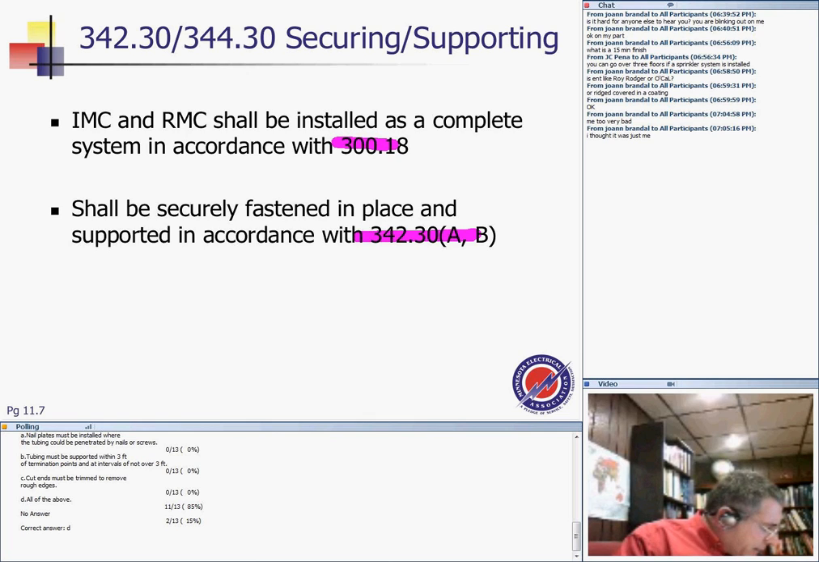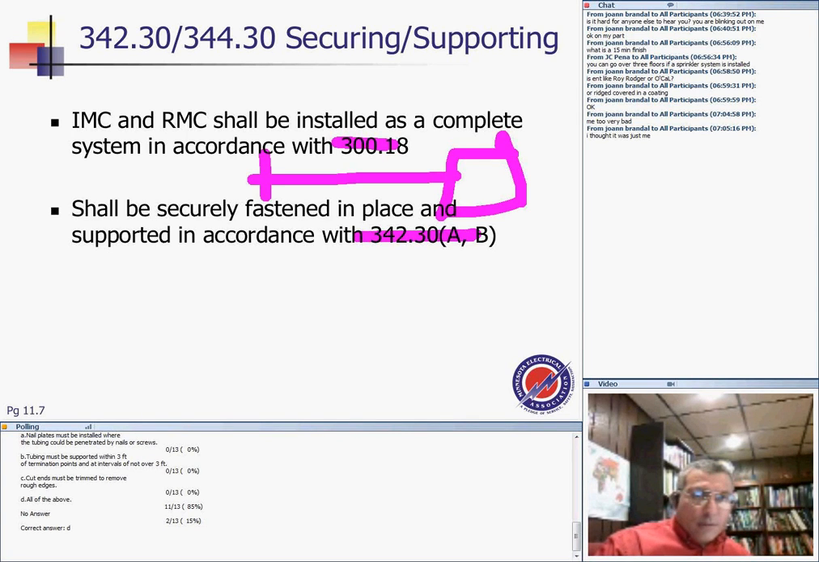Permitted to be increased to a distance of 3 feet of every box. Shall be permitted to be increased to 5 feet where structural members do not readily permit fastening. Where approved, conduit shall not be required to be securely fastened within 3 feet of the surface. So for the most part, you have to support every 3 feet of every box.